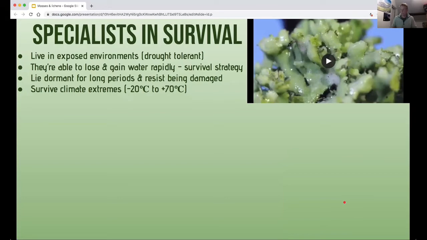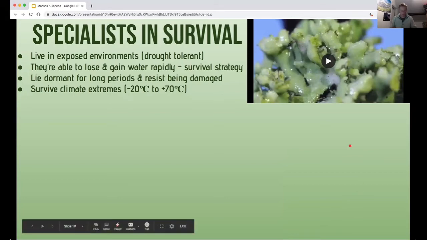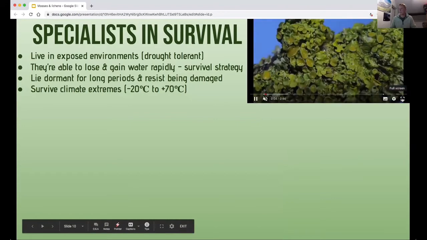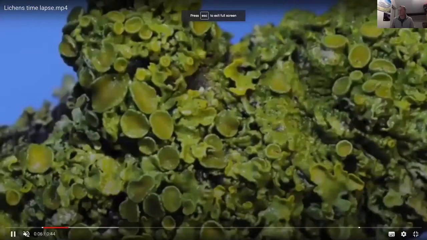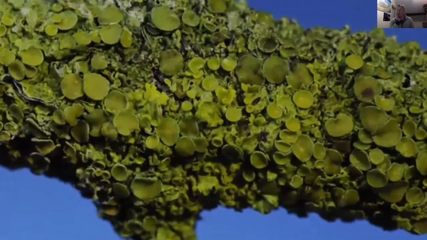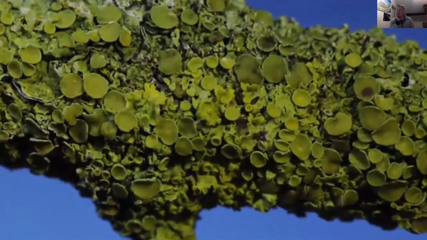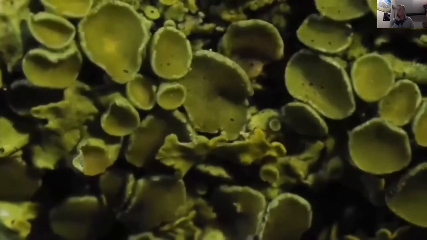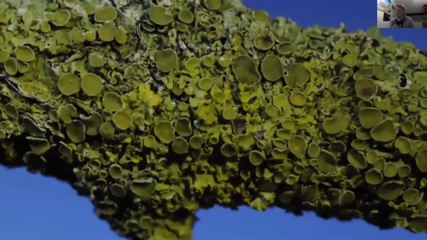Okay, so this video is a very short video, and we'll just have a look at a lichen that you might see on a dry day and you think, oh, it's dead, but actually you look at it a little bit closer and it will just come to life. So this is a time lapse. This is a very common lichen that you find through the coast, right through the cities and in the woodlands.